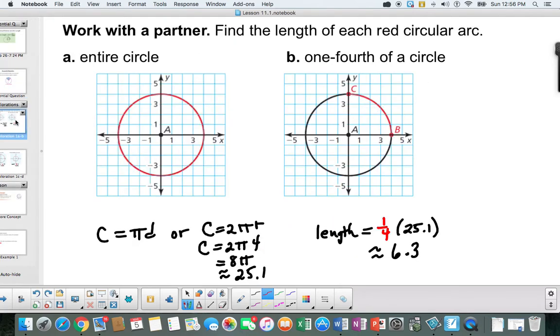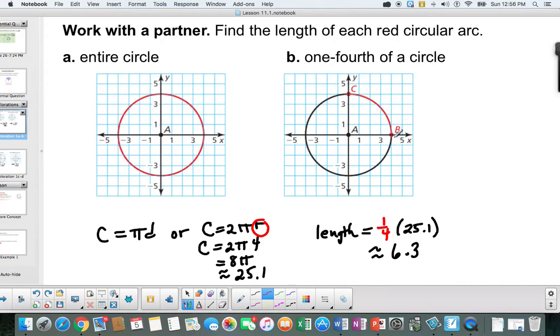Let's take a look at how we measure the length of an entire circle. We have two formulas, C equals pi d or C equals 2 pi r. In this case, since I saw that the radius was 4, I put it into this formula and my answer is 8 pi. Now remember, pi is about 3.14, so 8 times 3 is about 24. So this answer makes sense once I put it in the calculator.